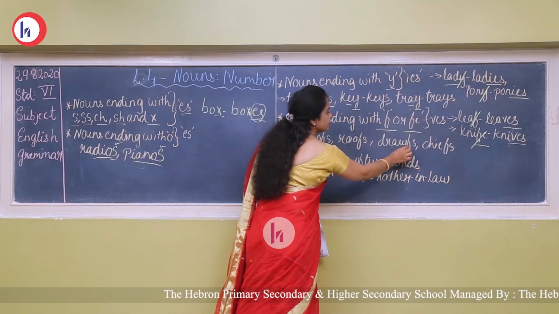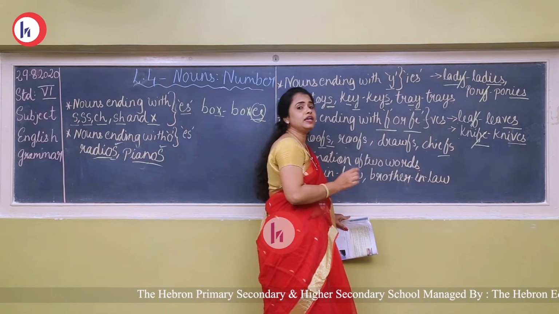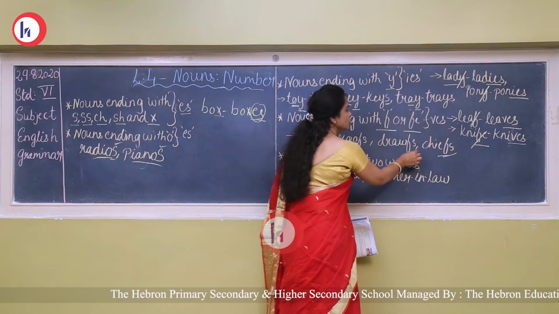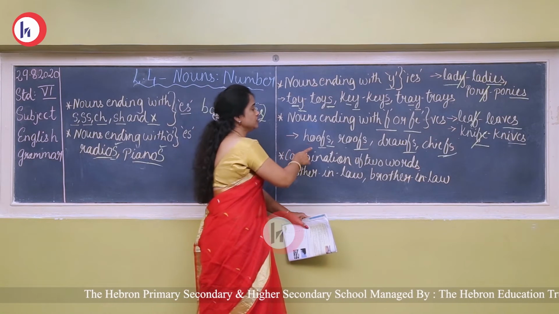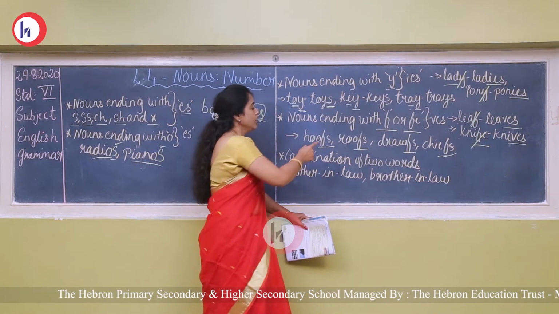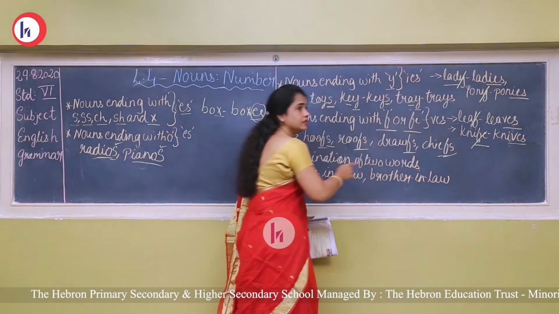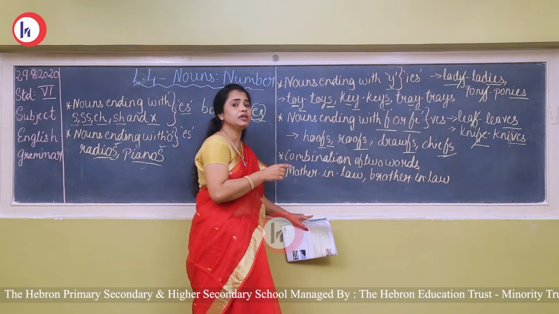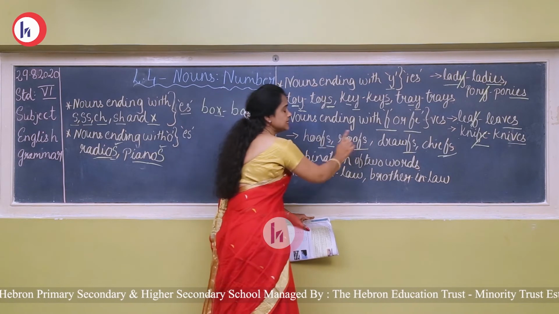Then roofs, dwarfs, chief. See, here it is ending with EF. But then also we are not omitting EF and we are not writing VES. We are just putting an S. So, you need to remember these words. Whenever you come across these words when converting a noun into plural form, that is hooves, roofs, dwarfs and chief, then just put an S. Don't omit the last letter F and put VES. Your spelling will be wrong. Just put an S at the end.